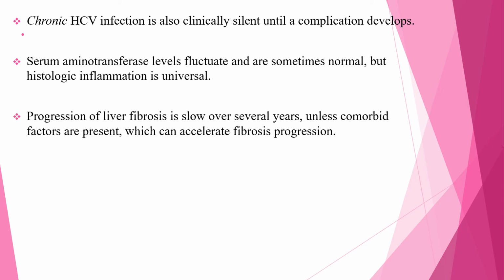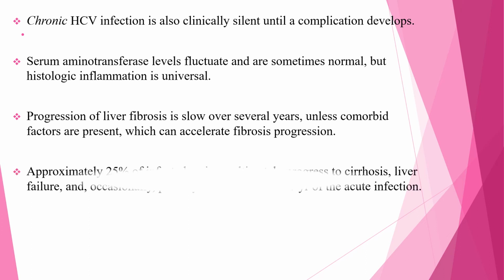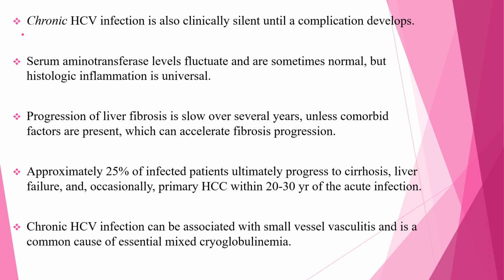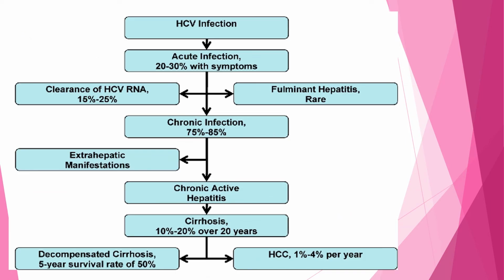Progression of liver fibrosis is slow over several years unless comorbid factors are present, which can accelerate fibrosis progression. Approximately 25% of infected patients ultimately progress to cirrhosis, liver failure, or occasionally primary hepatocellular carcinoma within 20 to 30 years of acute infection. Chronic hepatitis C virus infection can be associated with small vessel vasculitis and is a common cause of essential mixed cryoglobulinemia.